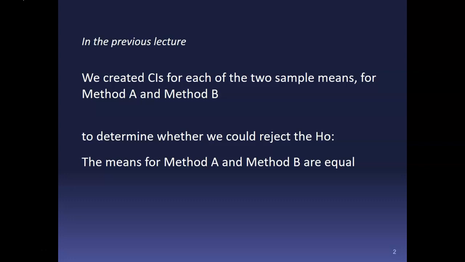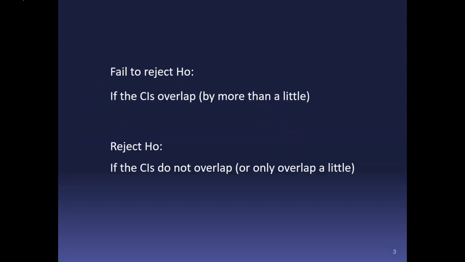In the previous lecture, we created confidence intervals for each of the two sample means, for method A and method B, to determine whether we could reject the null hypothesis, which stated the means for the two methods are equal. We would fail to reject the null hypothesis if the confidence intervals overlapped, or overlap by more than a little bit. And we would reject the null hypothesis if the confidence intervals do not overlap, or only overlap a very little bit.